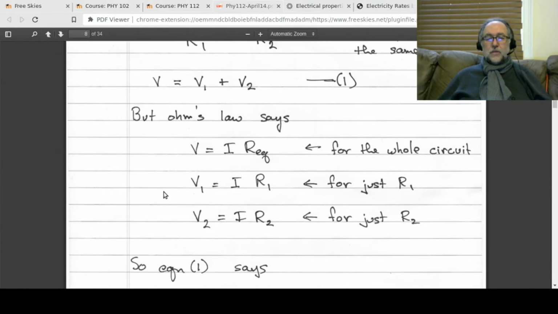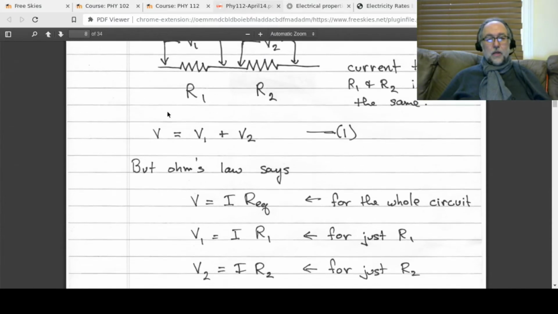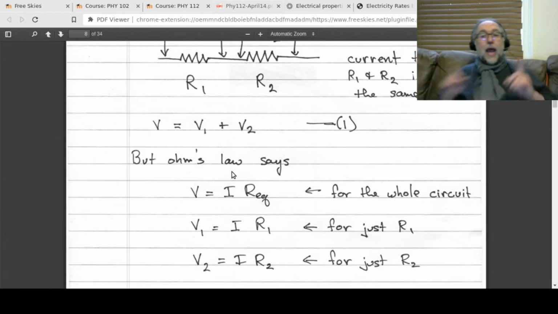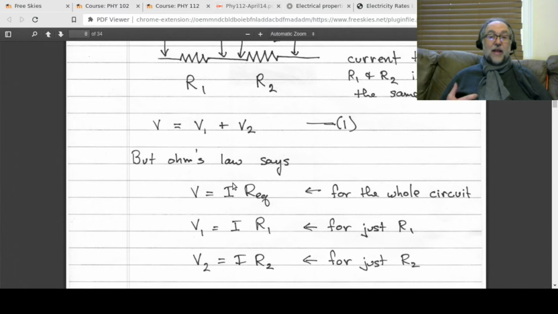The way you can think about this is just apply Ohm's law. I scroll down a bit too far. Okay, good enough. So Ohm's law can be applied to the whole circuit, but it also can be applied to segments of the circuit at the same time. And the other thing to keep in mind is that the current through both of those resistors is the same. In fact, that almost defines what you mean by series.